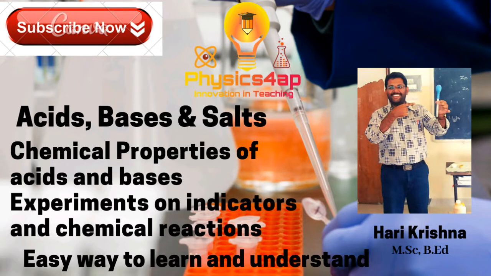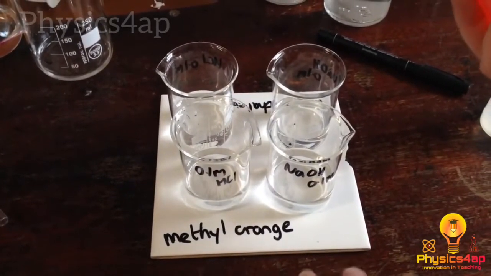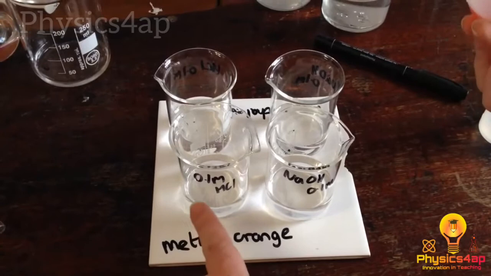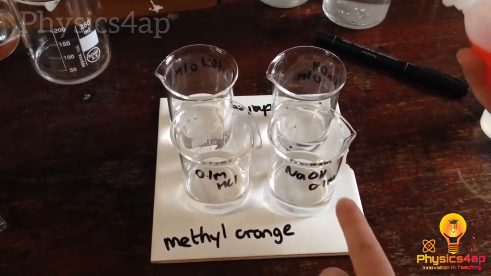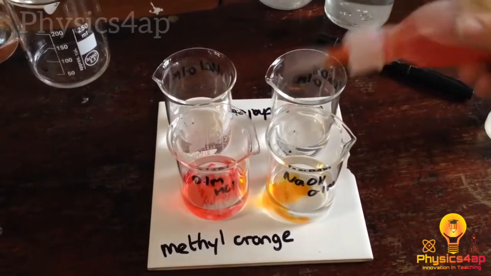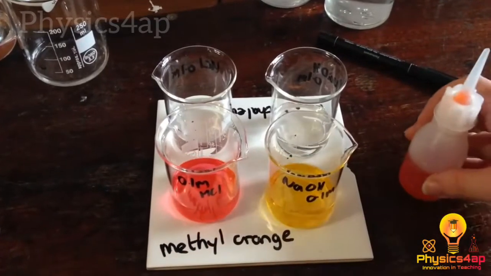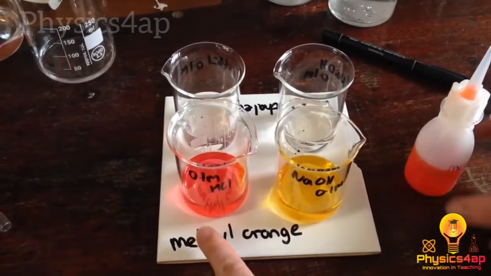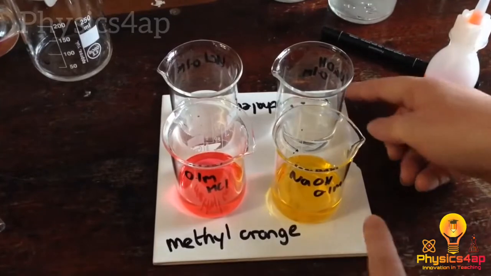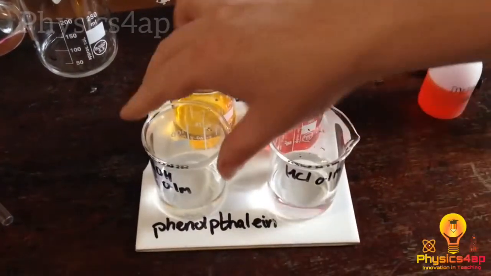So today we are going to discuss the chemical properties of acids and bases, and it's a fun time to have an experiment upon the indicators as well as the reaction of metals and metal carbonates. So here we have HCl and NaOH, and we are using methyl orange. As you can see, in HCl it converted into red color, and in sodium hydroxide it has been converted to yellow color. So the indicator which we are using is the methyl orange.